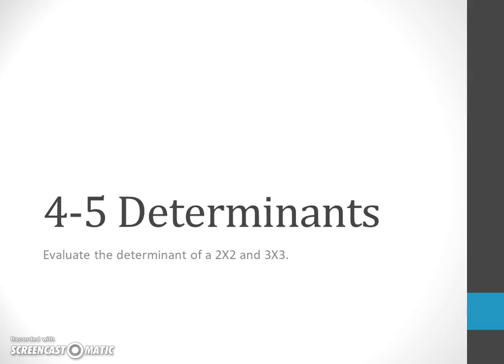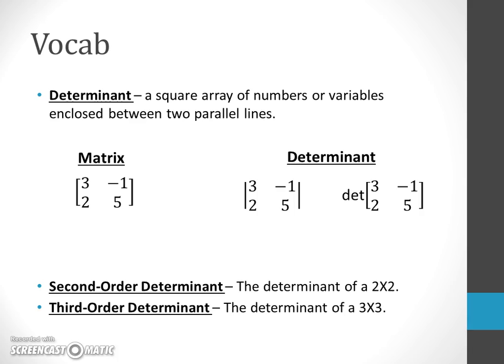Welcome to 4.5 Determinants. Today we're going to evaluate the determinant of a 2x2 and a 3x3. So let's start with some vocab. A determinant is a square array of numbers or variables enclosed between two parallel lines. So we got a matrix here, 3, -1, 2, 5. The determinant of this matrix would be the DET, determinant of the matrix 3, 2, -1, 5.